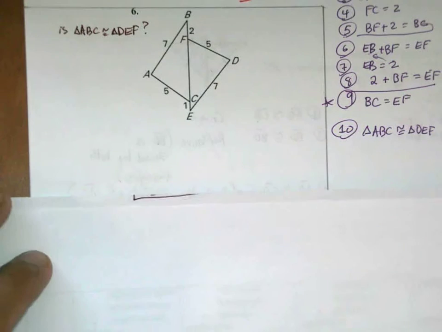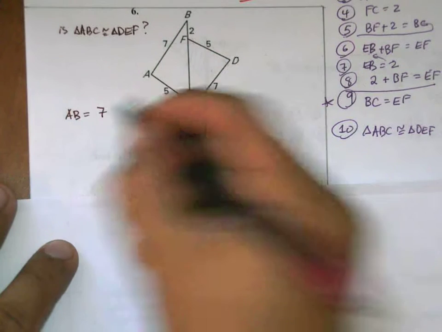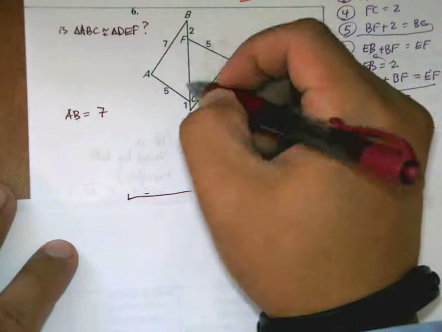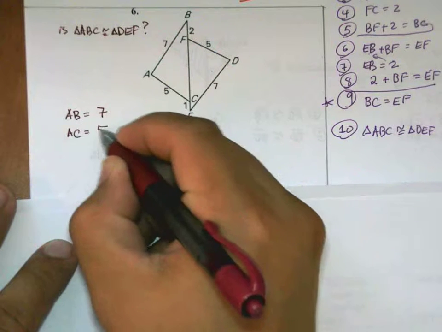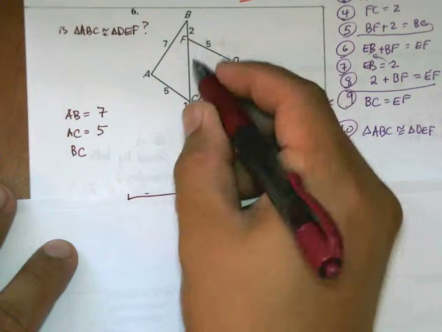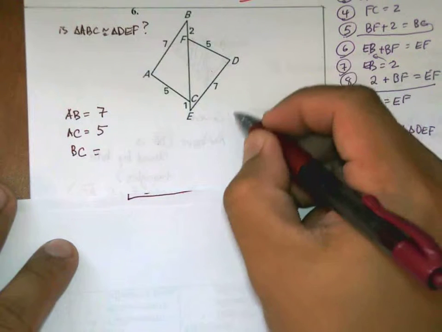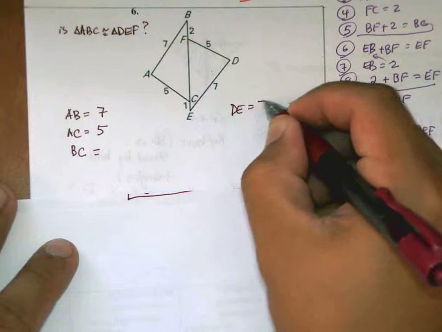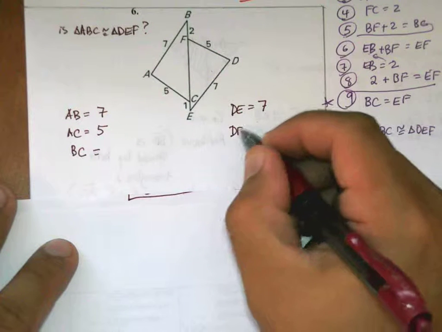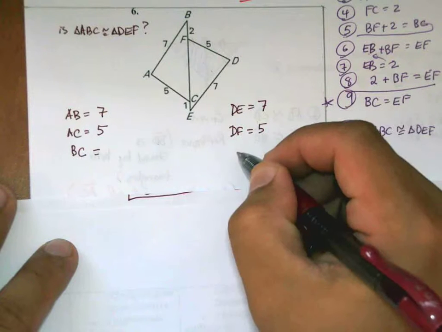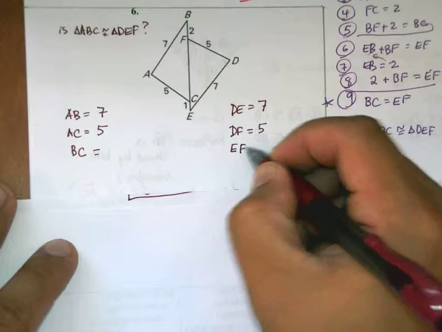We'll list out the sides. AB is 7. BC is, well, let's not deal with BC yet. AC is 5, and BC is something that we don't quite know. On the other side, we have DE, that's 7. And then we have DF, that is in fact 5. And then we have EF, which is something that we don't quite know.